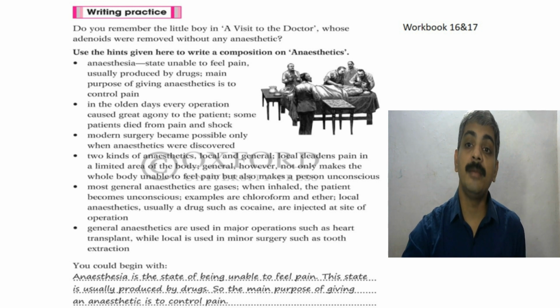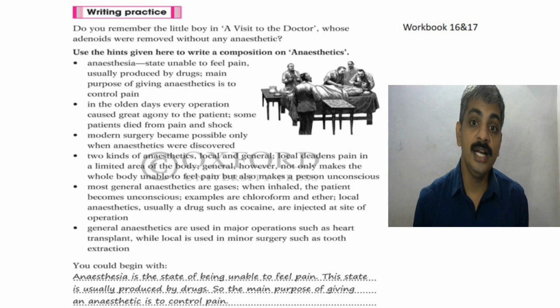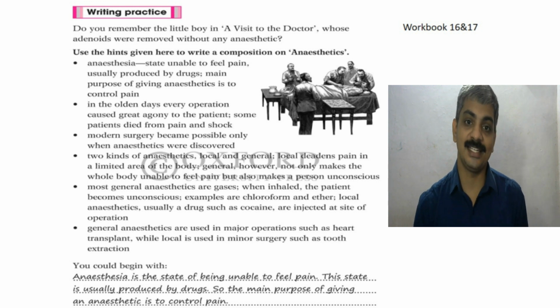Next we have page number 16 and 17 in the workbook. This is a writing practice. We are asked to write a composition. Hints are provided. This is about anesthesia. Do you remember the little boy, a visit to the doctor, whose adenoids were removed without any anesthetic? Use the hints given here to write a composition on anesthetics. Hints are provided there. I am not going to read the hints. The blank space to write the composition is also provided in the workbook, page number 17.